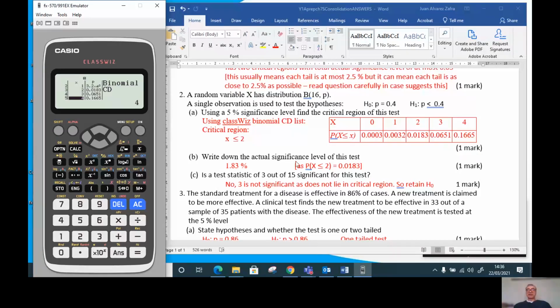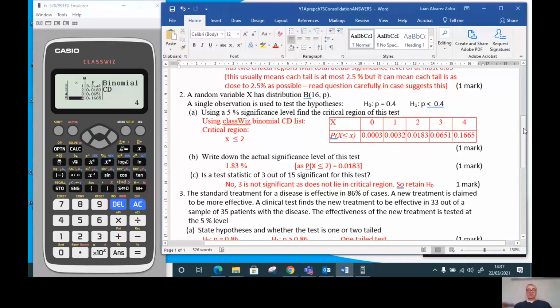Now write down the actual significance level of this test. Well, the size of the critical region, the probability of lying within the region x less or equal to 2, we can see is 0.0183 or 1.83%. So that's the actual size of the significance level. Is a test statistic of 3 out of 15 significant? Well, because 3 does not lie inside the critical region, then it's not significant. So we retain H0, we do not reject H0.